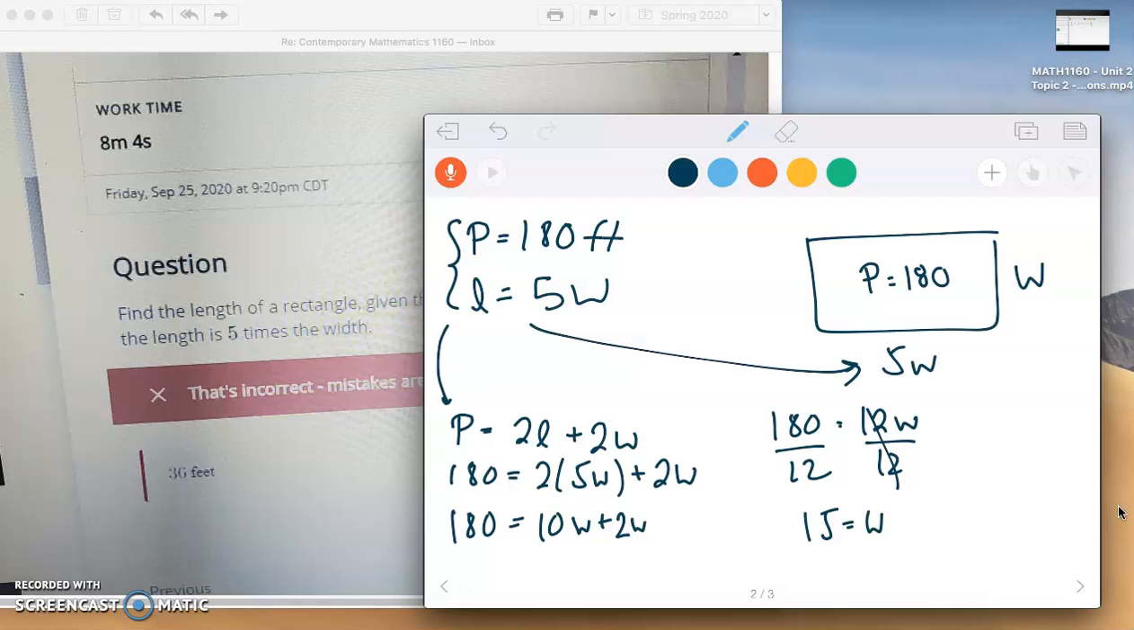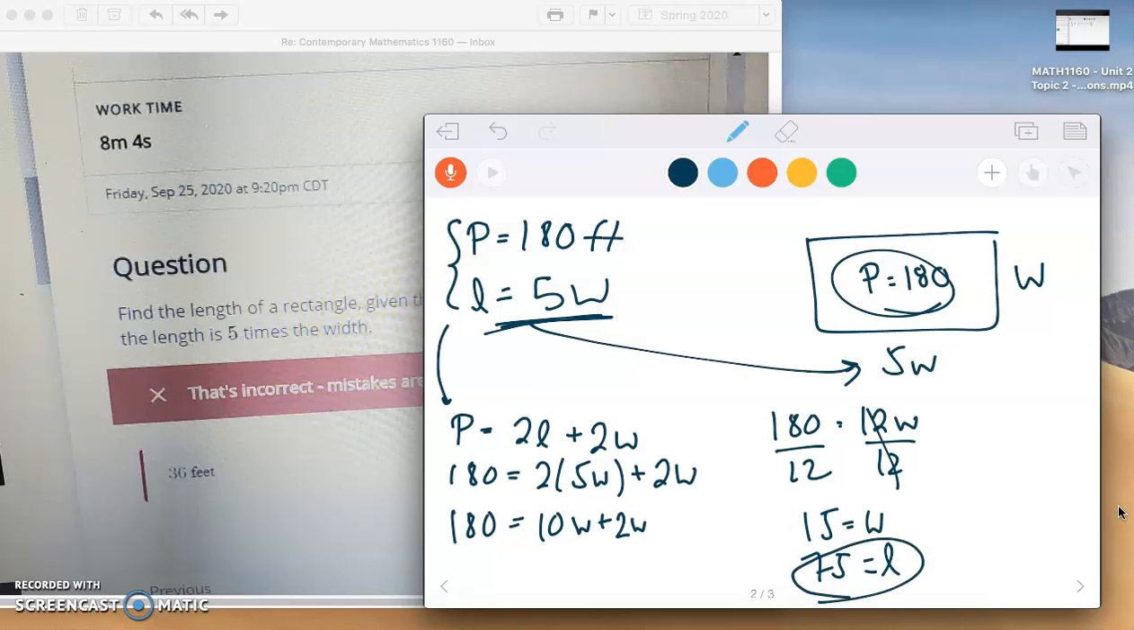That means that the length is 75. Right? Because we were given this, the length equals 5W. So when we multiply 15 by 5, we get 75. And we can double check it then, right? So if we add up 15 plus 75 plus 75, we get 180, which is our perimeter. So we know that we got the right answer. So the answer would be length is 75.